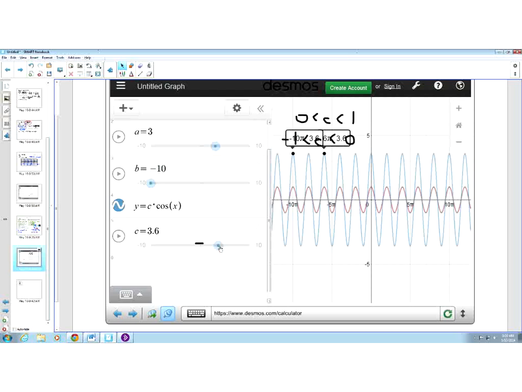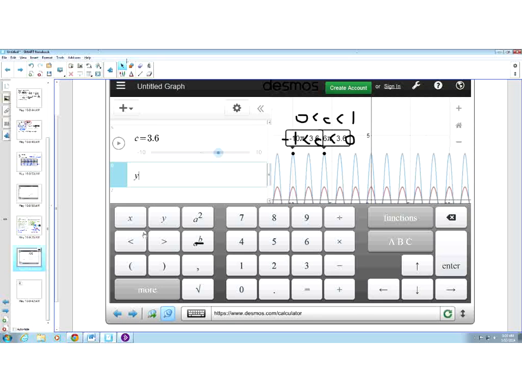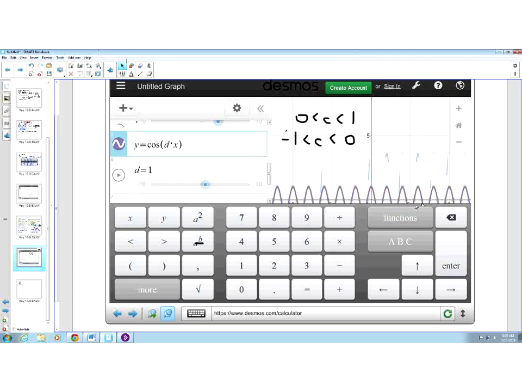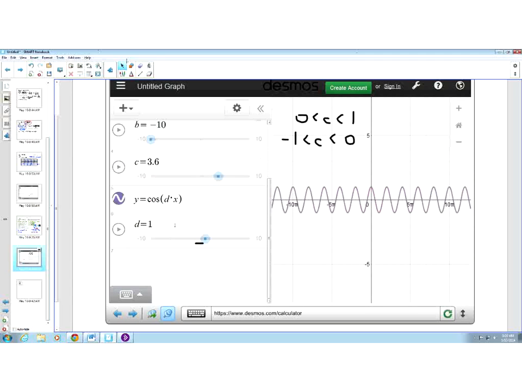Now how about the concept of horizontal stretching and shrinking? Let's see what happens here. This ought to be interesting. So let's go y is equal to cosine of d times x, and we'll add a slider for d. Let me get rid of this one, and let's look at the graph. When d is equal to 1, there's our fundamental graph.